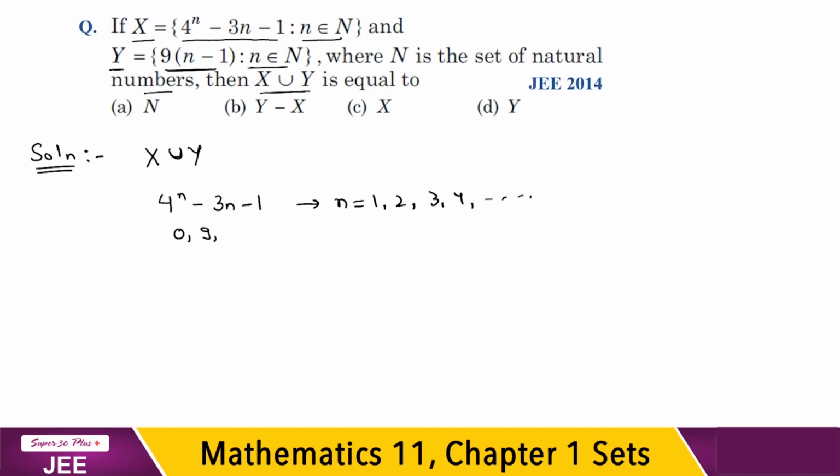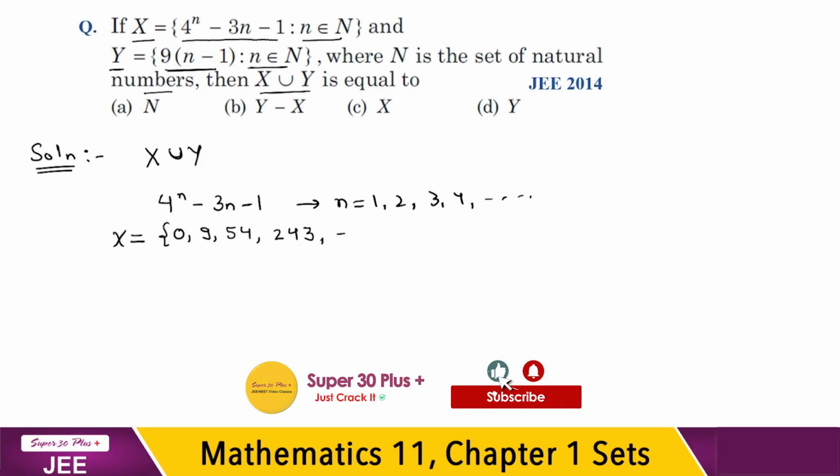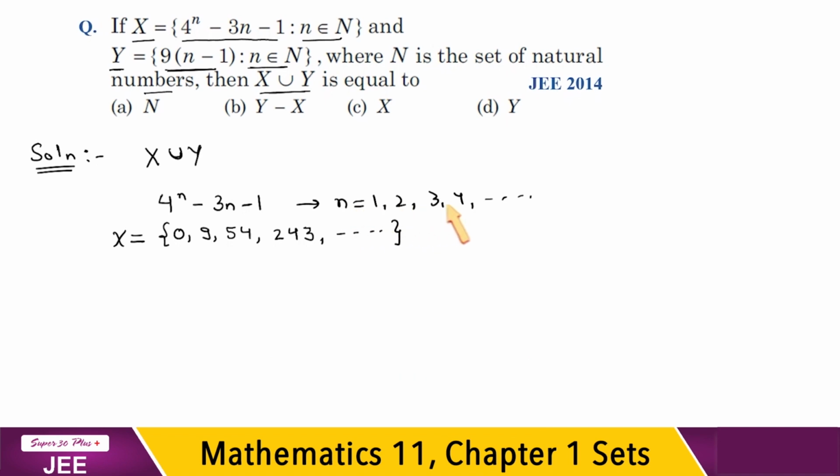For n equals 3, we get 64 minus 9 minus 1, which is 54. For n equals 4, we get 256 minus 12 minus 1, which is 243. So set x basically consists of these elements. Alright students, we have simply substituted the values of n as 1, 2, 3, 4 and so on.